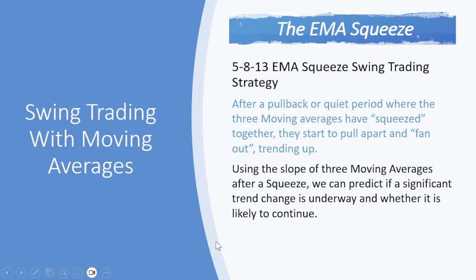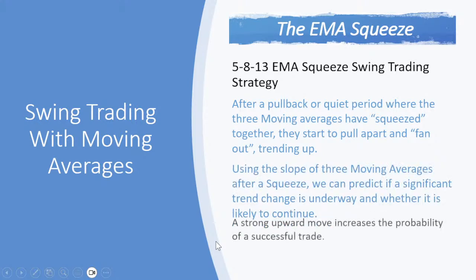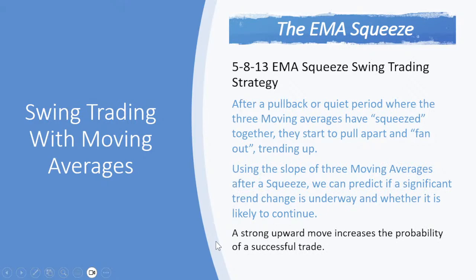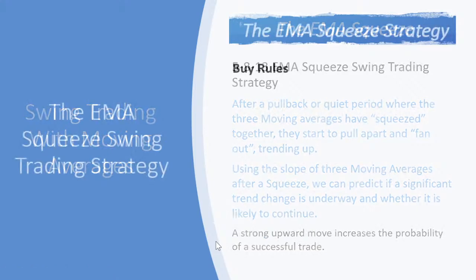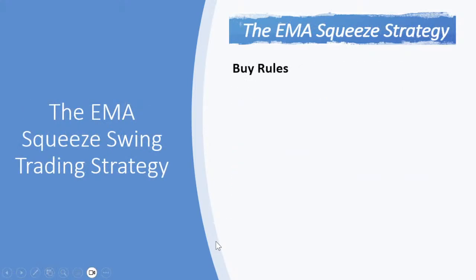Using the slope of the 3 moving averages after the squeeze, we can predict if a significant trend change is underway and whether it is likely to continue. A strong upward price move increases the probability of a successful trade. Okay, here are the buy rules.